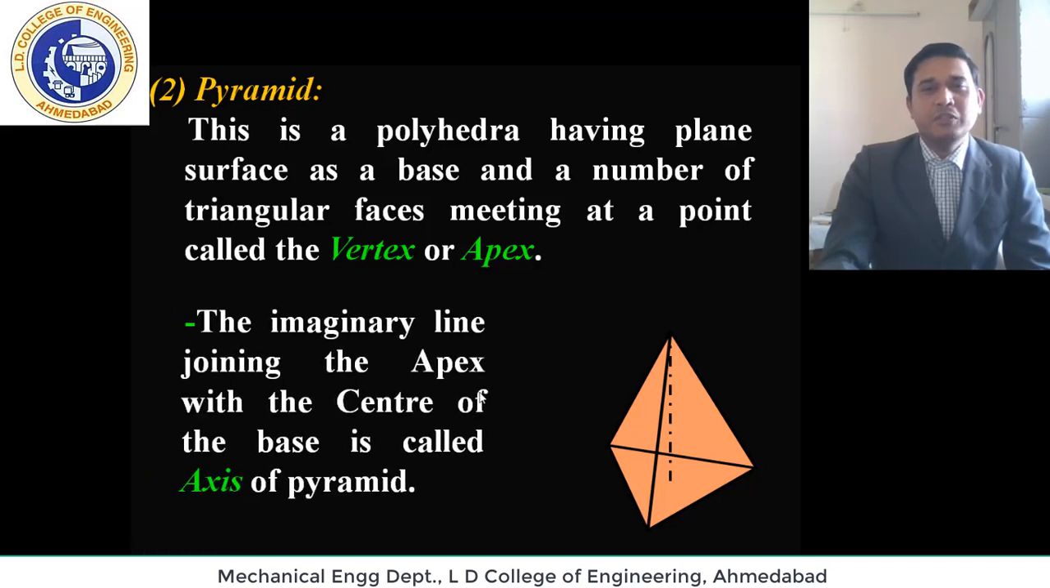Friends, you can see over here how many triangular faces there are. This is the one, this is the second, and the back side is the third. So there are three triangular faces meeting at the single point. This is known as the apex. And again, the imaginary line connecting the apex and the center of the base is known as the axis of the pyramid. This is also a notation for your information.